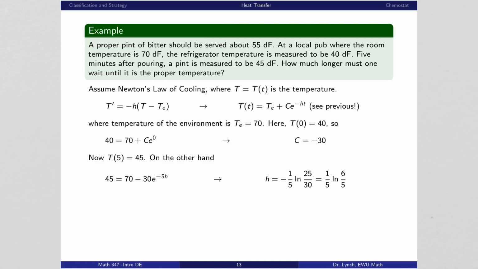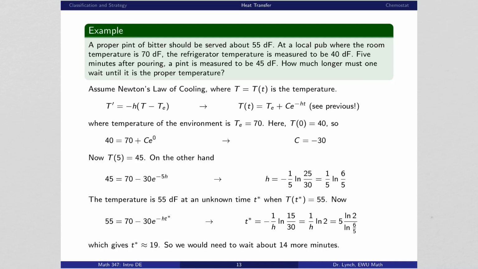So finally, we hope to find the time when the temperature is 55. So here we'll go ahead and set that time t star to be an unknown time, and the temperature at t star had better be 55. So again, using properties of logarithms and exponents, we can identify that that time is 1 over h times the log of 2, and it turns out that plugging that into your calculator gives about 19 minutes. Okay, so in reference to how much longer we'll have to wait, the answer is about 14 more minutes.